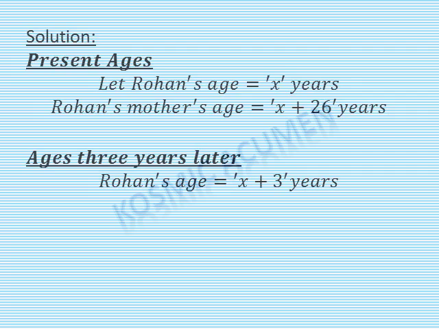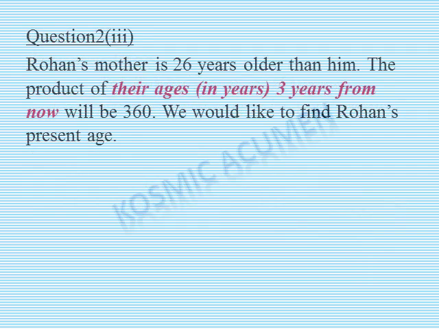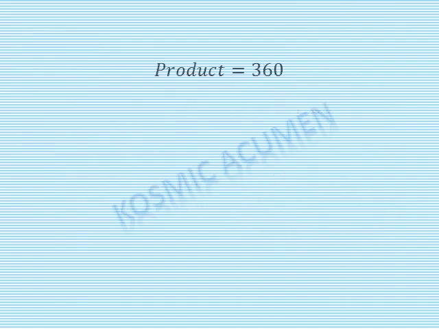They are saying that the product of the ages of Rohan and his mother 3 years from now is 360. So we can clearly see they're talking about x plus 3 and x plus 29. Okay, so now we'll put this in this equation according to the conditions that they've given.